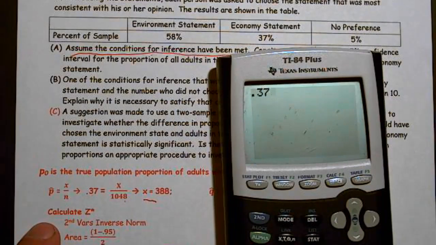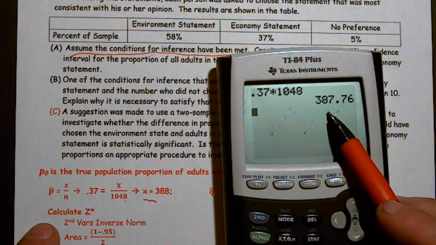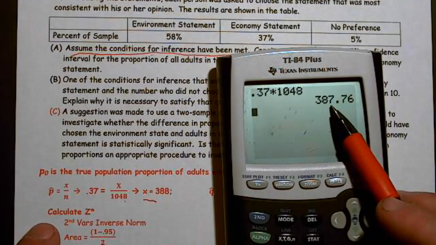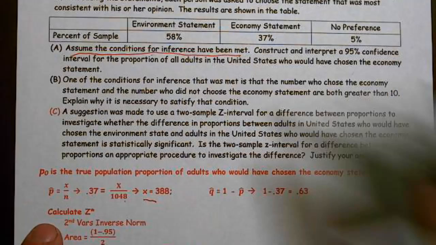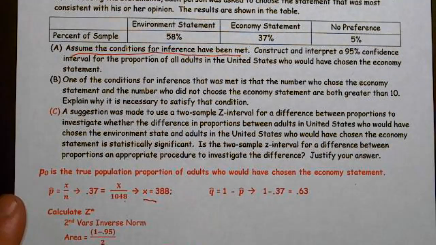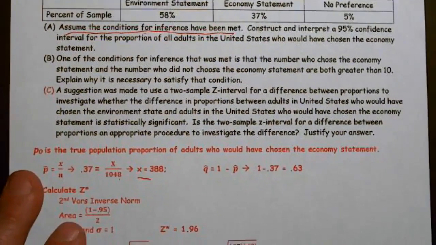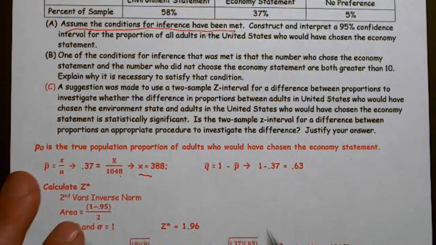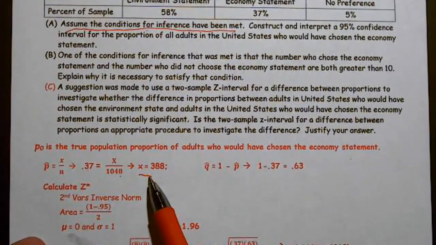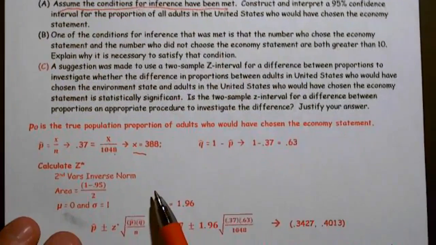And by the way, 0.37 times 1048, it really wasn't 388. But we always round, we need a whole number for our x because we're working with the normal approximation for a binomial.